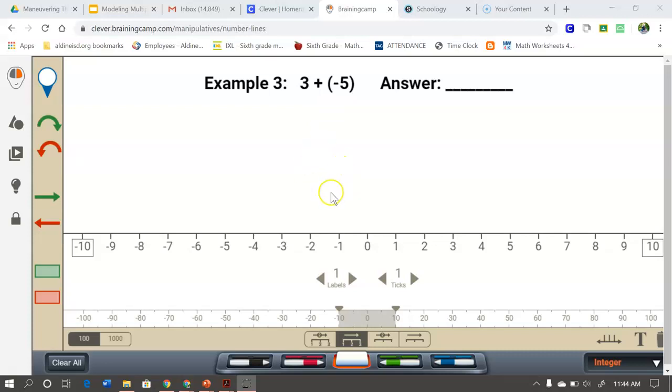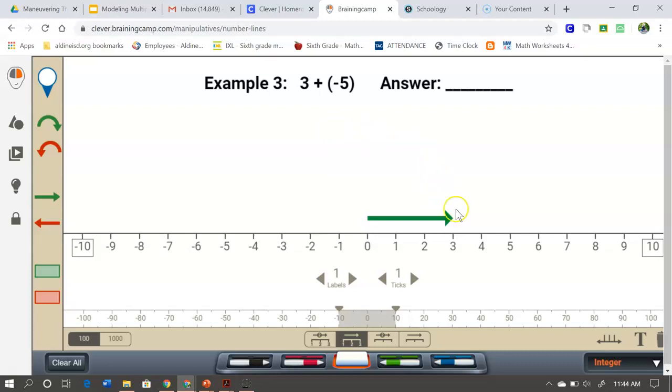But again, the process is the same. We're always going to start with the first number, and we're going to start at 0. So this first number is a +3. I'm going to take this positive green arrow, start at 0, and add 3. 1, 2, 3. This second number is -5. Now again, -5 is telling me to go to the left. The negative sign tells me to move left.